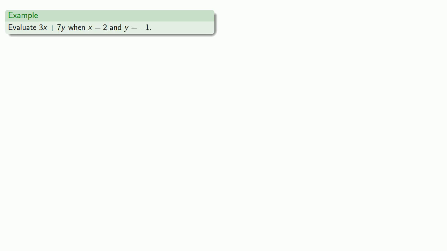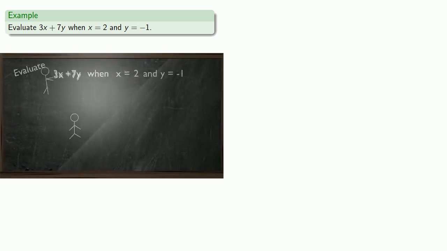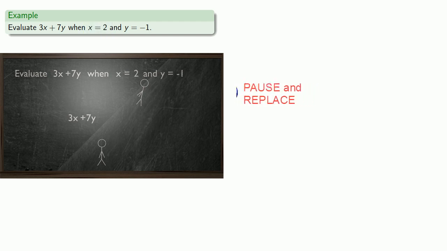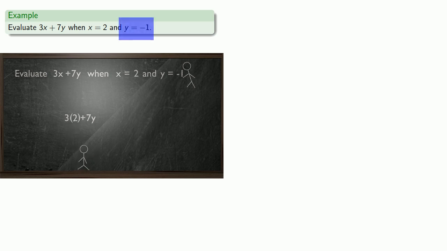We could try to do this with more than one variable, so let's evaluate 3x plus 7y when x equals 2 and y equals negative 1. So equals means replaceable. Everywhere we see x, we'll replace it with 2. And everywhere we see y, we'll replace it with negative 1. And then we can evaluate the arithmetic operations to get our final answer.